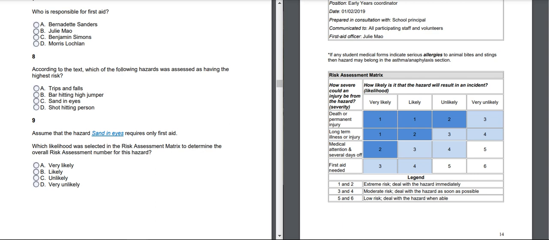It doesn't even want us to think of it like that. It just makes the assumption for us. So that is the way that you read that. First aid needed, and we just need to look for where the 5 is. And there it is. So it's saying that it is unlikely that sand will go in the eyes as a result of their activities from, I'm guessing, long jump. So because that is unlikely, answer C, unlikely is our answer.